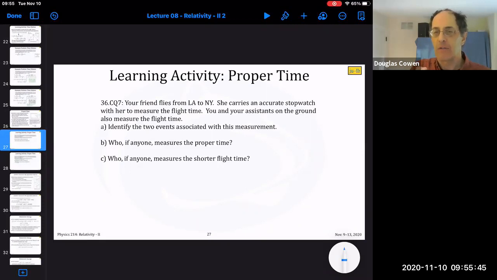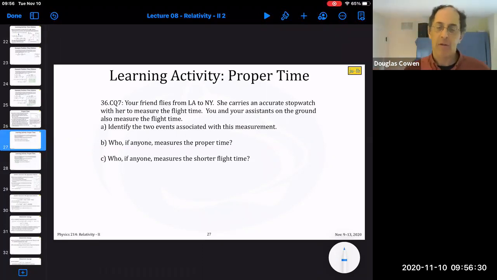Takeoff in LA, the watch that your friend carries is started. Landing in New York, it's stopped. So who measures the proper time, if anyone? Is it your friend or you? Someone wrote on board. The friend who's in the plane, if she stays completely still for the entire 5-hour flight or whatever it is to New York, when she lands and clicks the stopwatch again, in her reference frame, that watch will not have moved. So she measures the proper time. It's at the same position, X prime, throughout the entire measurement.